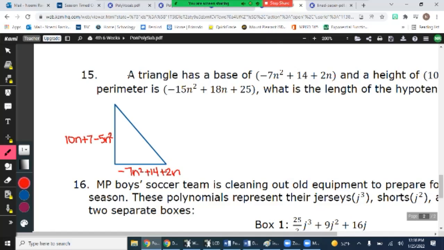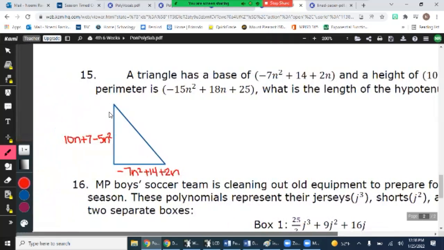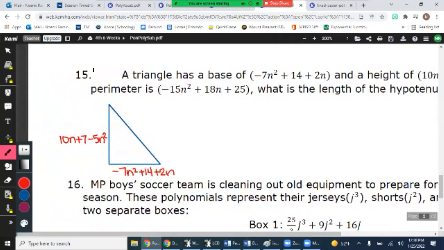Okay, and what else do they give us? 7, negative 7n squared plus 14 plus 2n. Okay, I already got that. What else do they give us? Hypotenuse. This says, what is the length of the hypotenuse? What is the long side? This long side, this is my unknown. They do give me another measurement though. They already gave you the perimeter. They gave us the total.